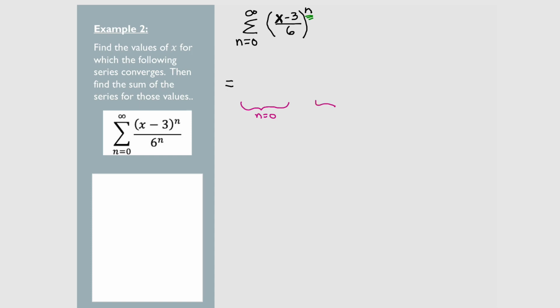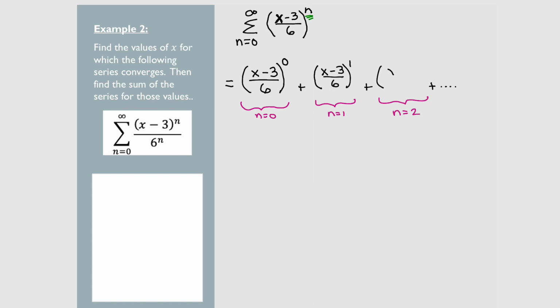And we are going to list out, as we did with the last example, the first 3 terms for this geometric series. That is, I'm going to let n equal 0, then n equal 1, then n equal 2, and I'm going to see what I have coming out to play in this geometric series. So let's let n equal 0. When I let n equal 0, my first term in my series is (x minus 3) over 6 raised to the 0th power. My second term is (x minus 3) over 6 raised to the 1st power. My third term is (x minus 3) over 6 raised to the 2nd power, and so forth.